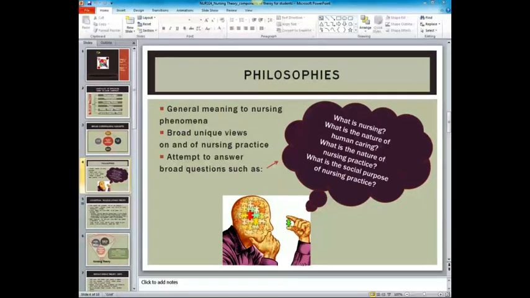So basically philosophies give general meaning to nursing phenomena. It's a broad overview of concepts that are unique to nursing practice. And they attempt to answer some very broad questions like, what is nursing? What is the nature of human caring? What is the nature of nursing practice? And what is the social purpose of nursing practice? And you can see that probably if I answered those questions, it might be a little bit different than if you answered those questions. And so our philosophical framework might be a little bit different.